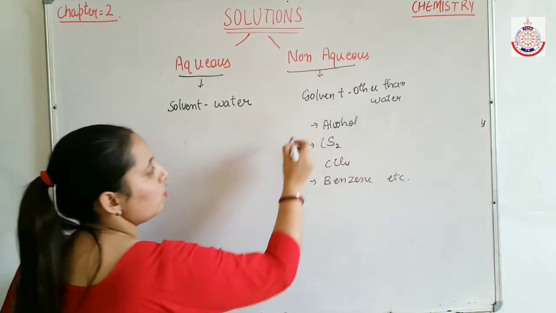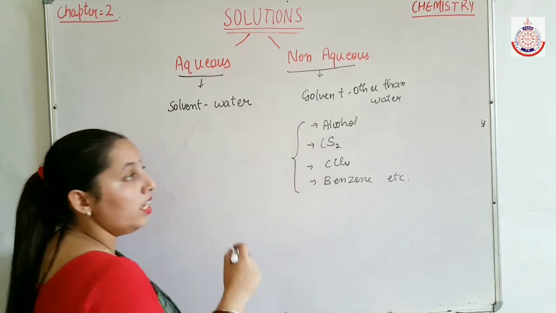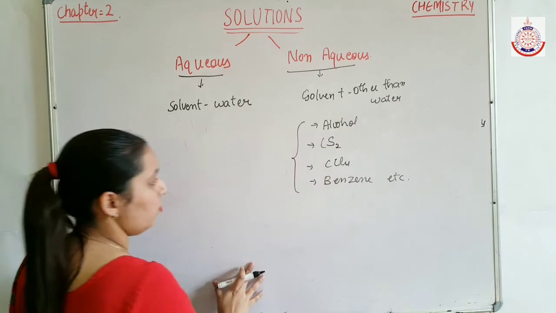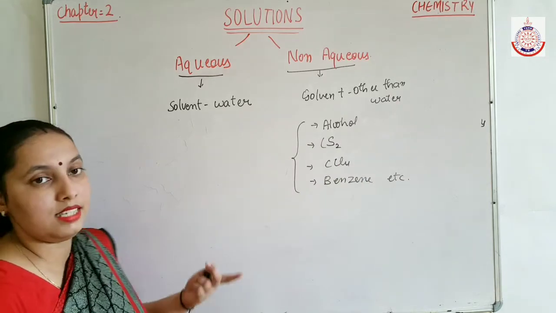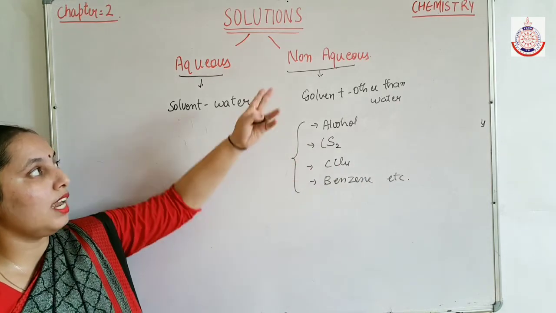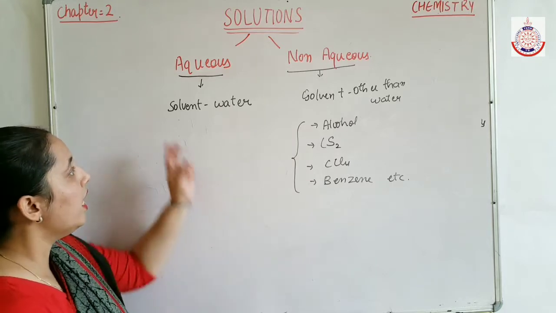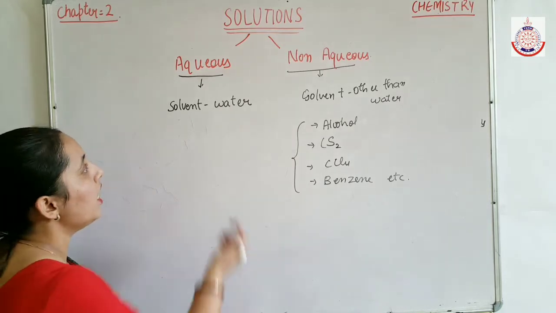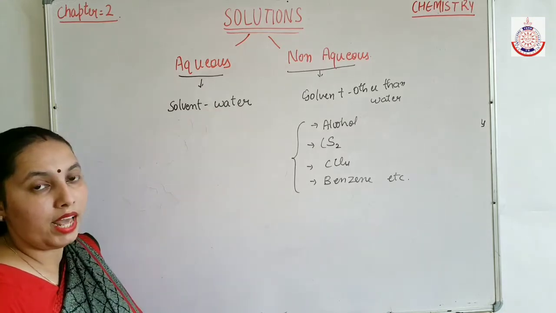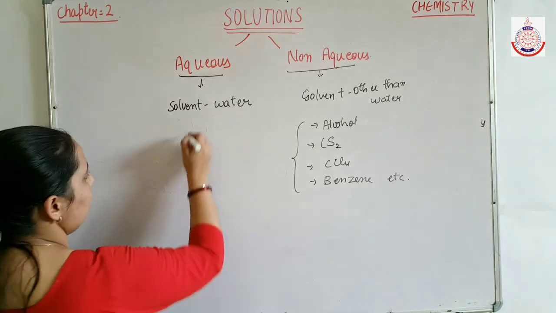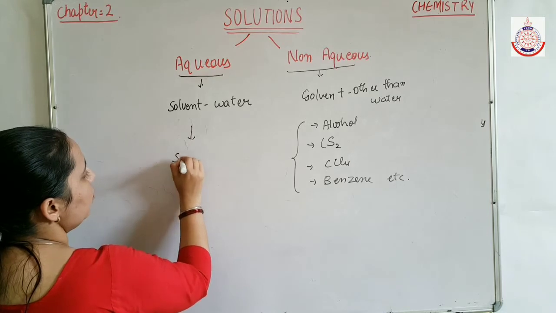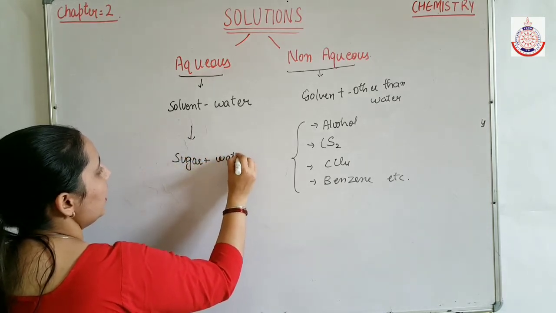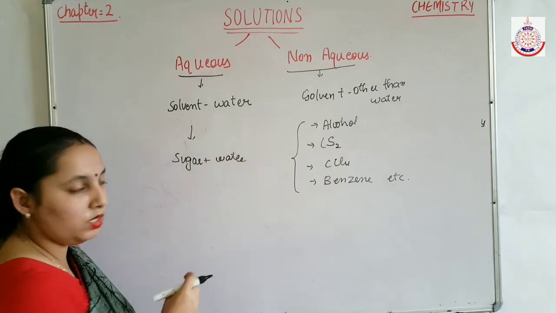So it means the solution in which we have used alcohol, carbon disulfide, CCl4 or benzene, that type of solutions are known as non-aqueous solution. In which we have used water for making the solution, that type of solutions are known as aqueous solution. Example, you can see that sugar is dissolved in water, then it will be known as an aqueous solution.